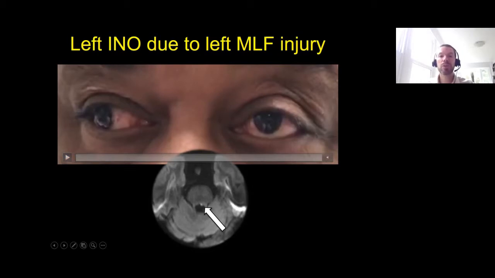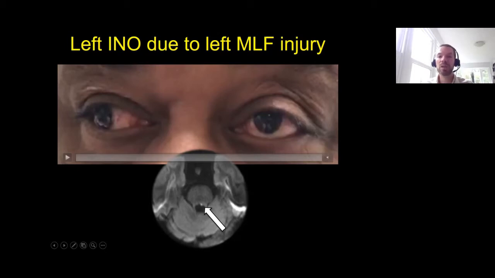So when you're not sure about whether somebody has an INO, some INOs are very, very clear. Some INOs are more subtle. And a really nice way to bring that out is to have the patient make horizontal saccades, kind of focus in between the eyes. Don't really look at the right eye, don't look at the left eye, and just look in between the eyes.